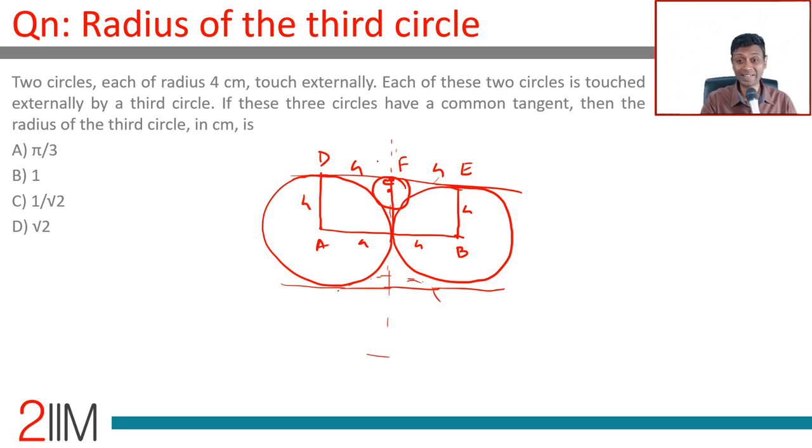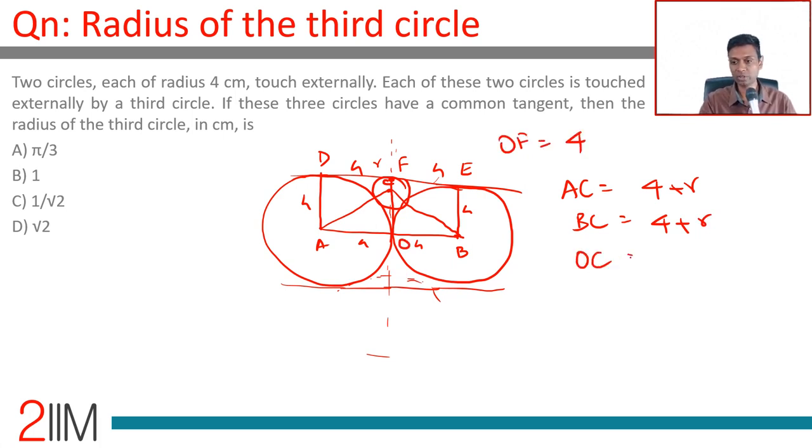Now what do we know? We know the radius of this circle is R. These two circles touch each other externally. These two touch each other externally. We know AC equals 4 plus R. BC equals 4 plus R. Let's say this point is O. OF is 4. OC is 4 minus R. This is R, R, R, 4, 4. The whole thing is 4, 4 minus R.